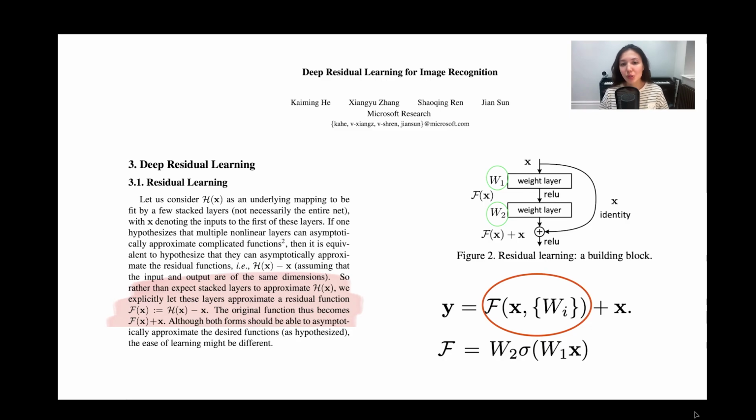The idea comes from 2015 paper called Deep Residual Learning for Image Recognition. And the residual learning concept is explained in section 3, where authors say that rather than expect stack layers to approximate h of x, we explicitly let these layers approximate a residual function f of x, which is h of x minus x. The original function thus becomes f of x plus x, as illustrated by this building block figure, where x is an input to stack layers and y is an output, and it's an element-wise addition of residual function f and input x.